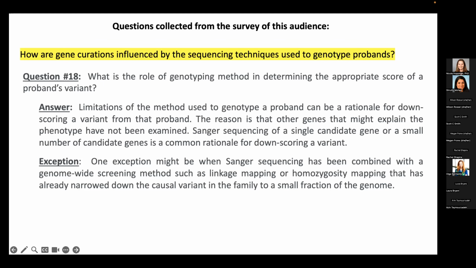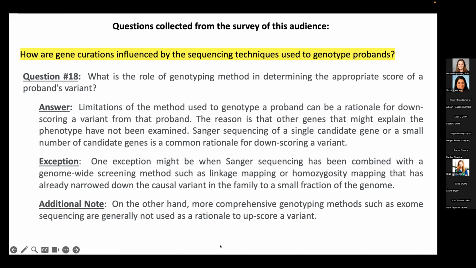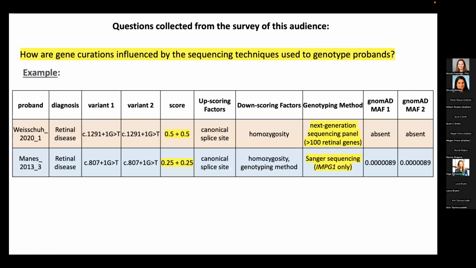I wanted to mention that there's an exception: when Sanger sequencing has been complemented by another method that really helps you narrow it down to that particular region of the genome, maybe you don't downscore. Another thing that some of my more senior colleagues pointed out is we very, very rarely upscore a variant to reward really comprehensive sequencing or genotyping. So this is really a way to lose points, not a way to gain points for your curation.